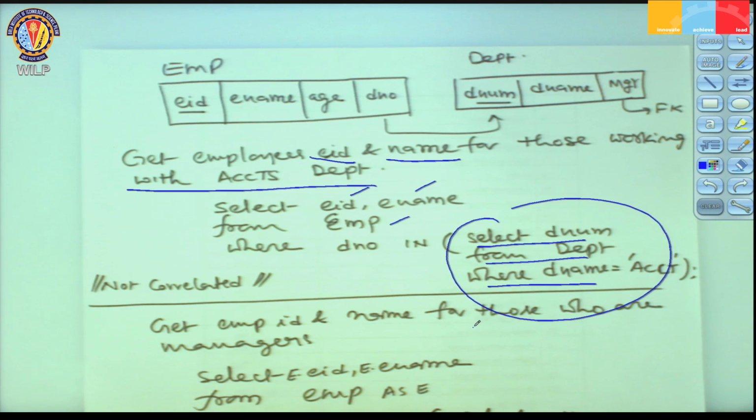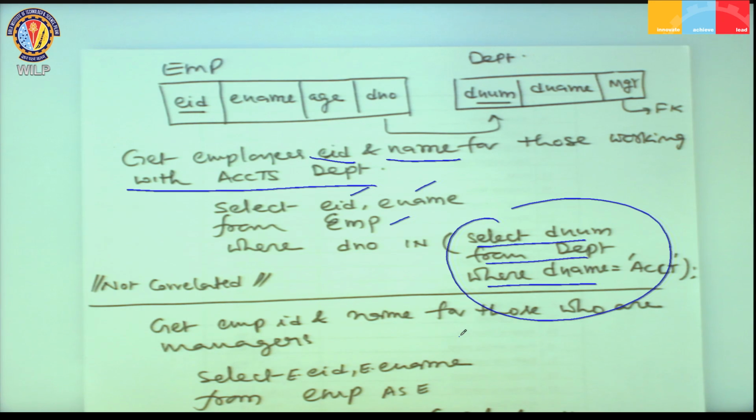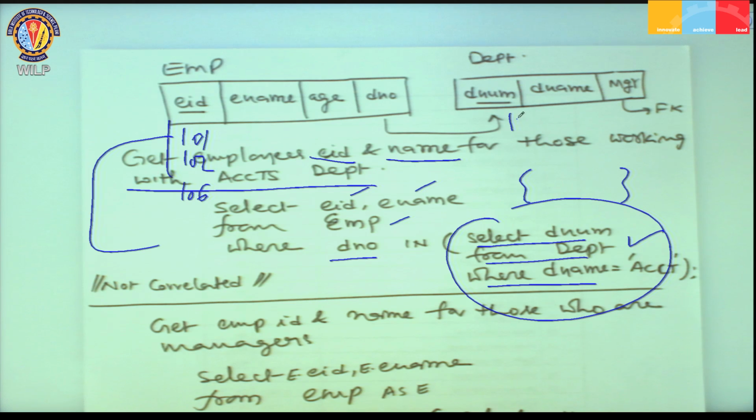If it is not a correlated nested query, then it can be a one-time execution. Suppose I have employees 101, 102 and then 106. According to this outer query, every time it will take one tuple, or one employee's information, and check whether the D number is in this set or not. What is the result of the inner query? If you execute select DNUM from department where DNAME is equal to accounts, it will give you a set containing the D numbers. Let us assume that there is a department number 10 whose name is accounts. So it will be 10.